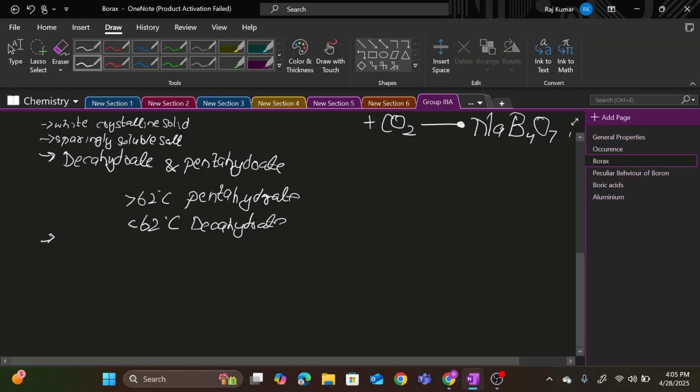And one important thing, that pentahydrate is tetrahedral in shape. Sorry, it's not tetrahedral. This one is tetrahedral, and this is octahedral.